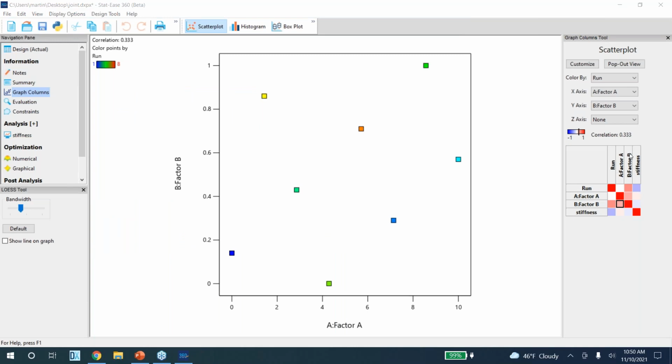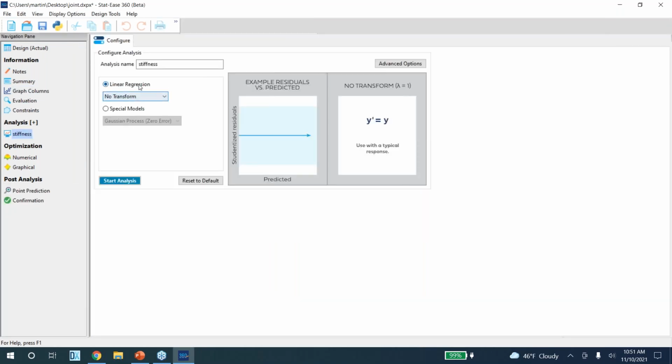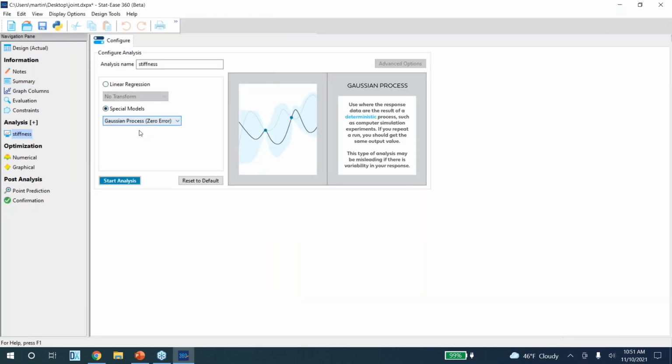You can see the 8 runs are here. Let me color by none. You can see here that this is space filling, but the unique feature is that A and B were never replicated. Okay. So if I go to stiffness, I could use linear regression, or I can use my Gaussian process model.